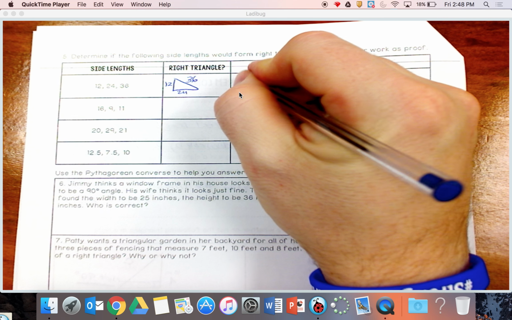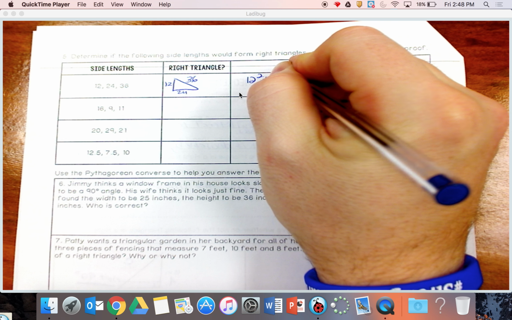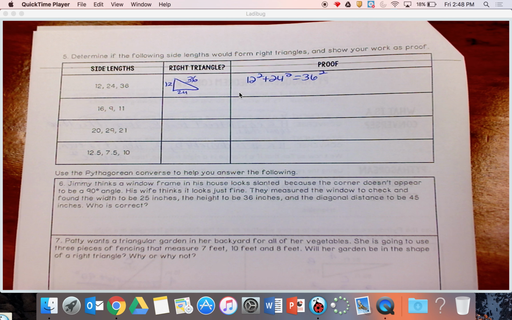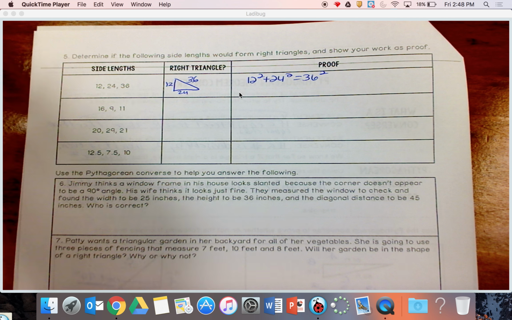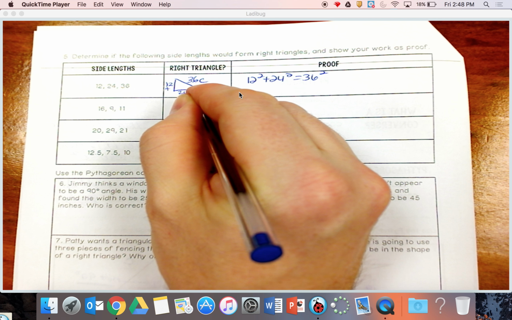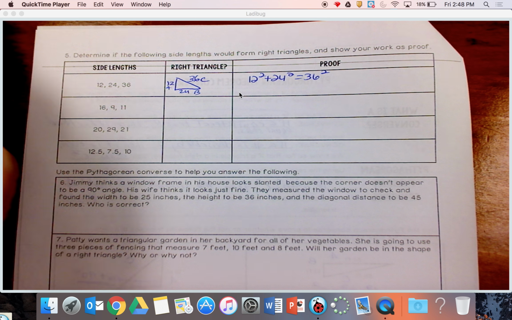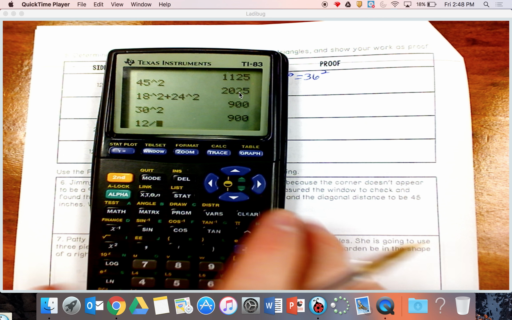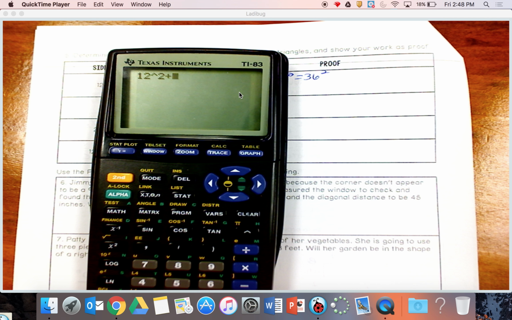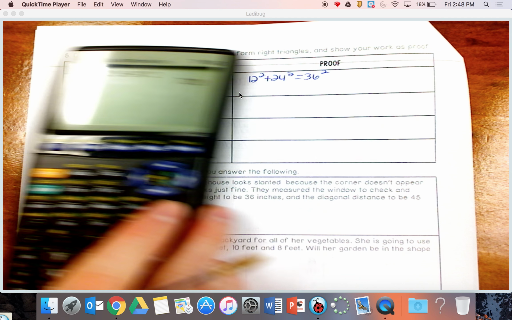And let's just prove it. Let's see if 12 squared and 24 squared is going to be 36 squared. Well, let's do the math. This is my hypotenuse because it's the longest side, and then these are my legs. So let's just put it in here. 12 squared, 12 to the second power, plus 24 to the second power, gives me 720.